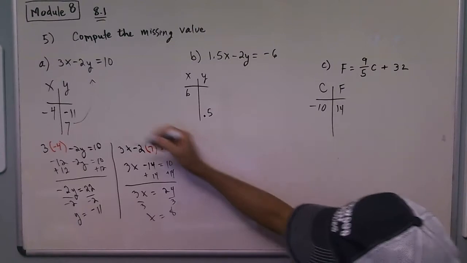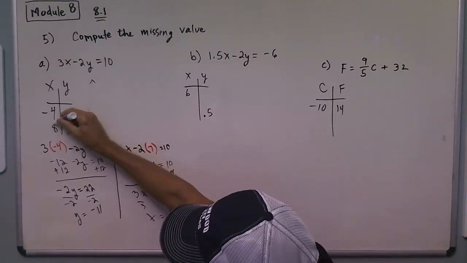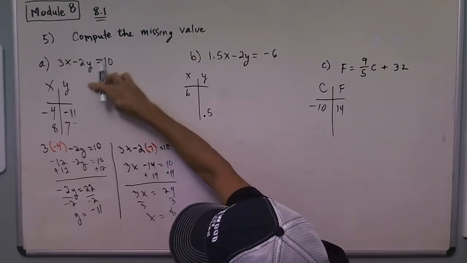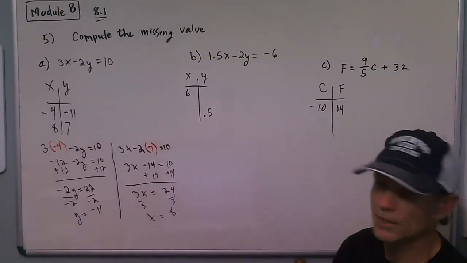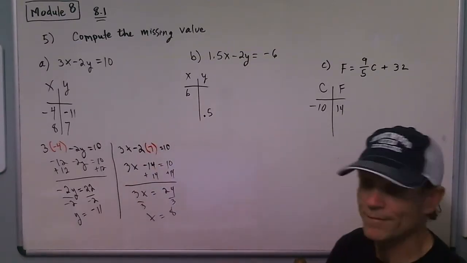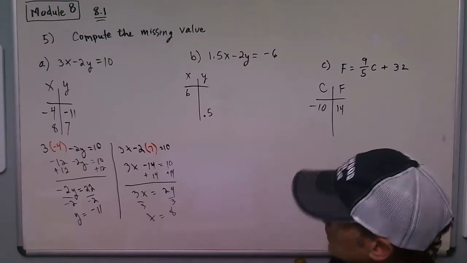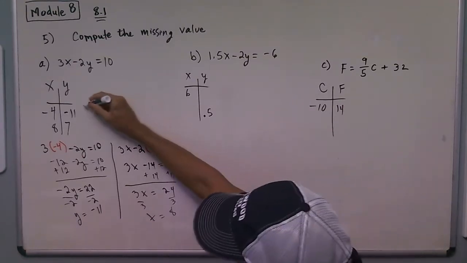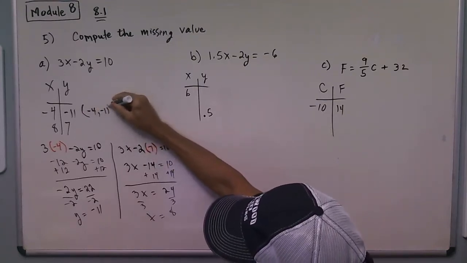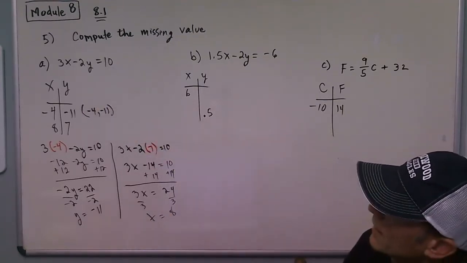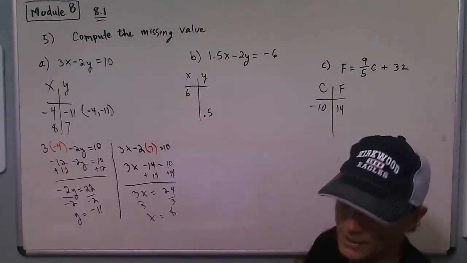So this is kind of an important skill in being able to generate points on a line. We can pick an x value and then generate a y value, or pick a y value and generate an x value. And so what we have here, I'll just show you on one. This is the ordered pair -4, -11, and that would be a point on that line.